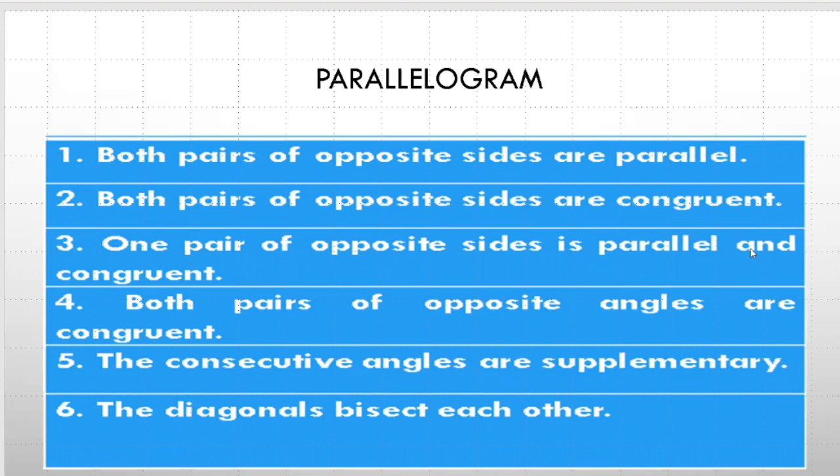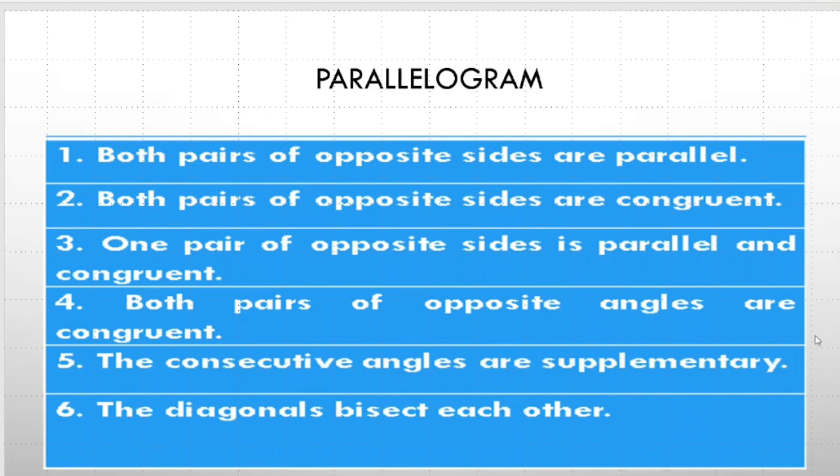And the fourth is both pairs of opposite angles are congruent, and the consecutive angles are supplementary, and the last one is the diagonals bisect each other. So these properties of parallelogram, i-apply natin siya to our polygon, which is our parallelogram.